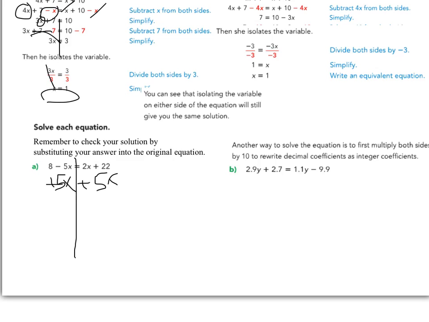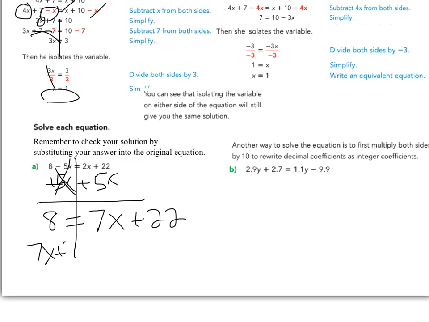I apologize, I forgot my stylus today, so I have to use my finger. So add 5x to both sides. Negative 5x and positive 5x cancel out on the left. I'm left with 8. And then I have 2x plus 5x, which is 7x plus 22. We have not done any multiplication or division yet because the 7 and the x are still stuck together. Now, I know a lot of you don't like the 8 by itself over here, so we can absolutely rewrite this. 7x plus 22 equals 8.